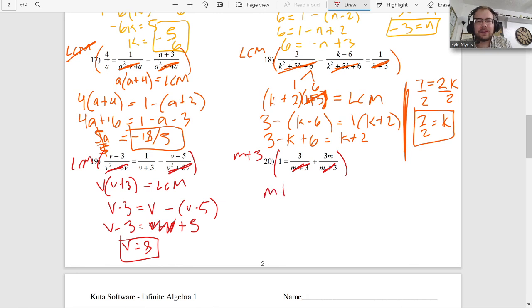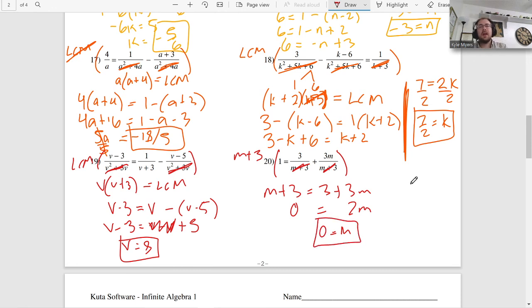All right, so m plus 3. 3 plus 3m. And we would subtract m on both sides, so 2m. Subtract 3 on both sides, you get 0. So then m is equal to 0. I do remember that. And there we go.